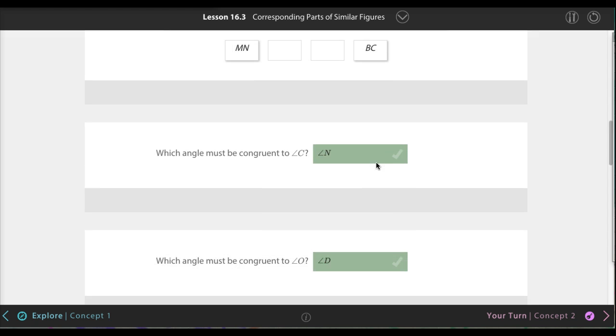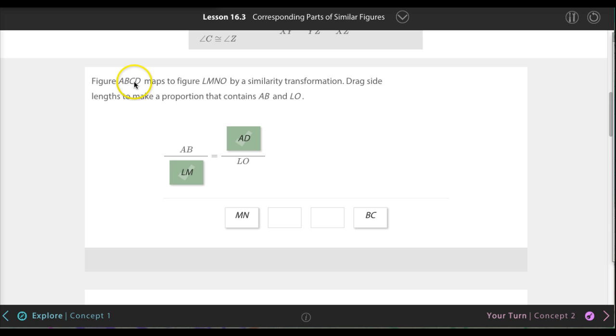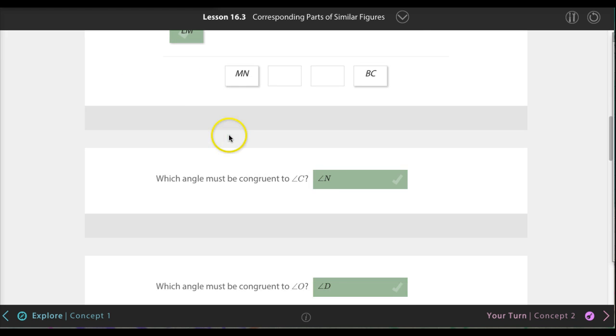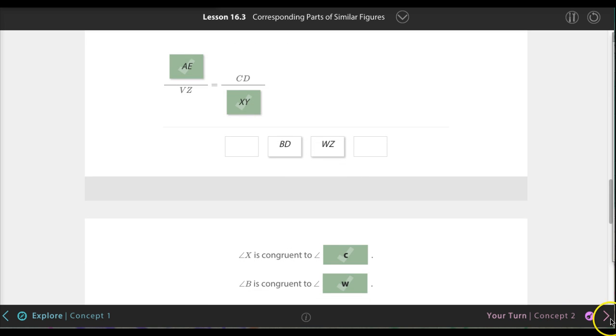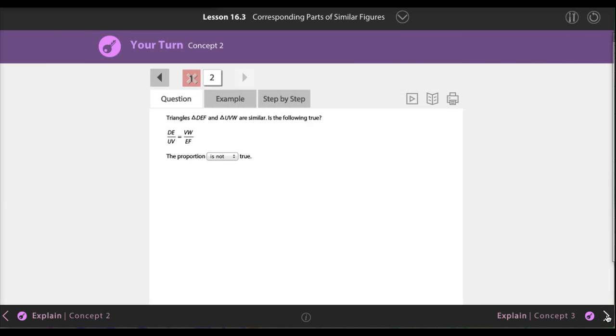Okay? So which angle must be congruent to angle C? Angle C is the third letter, so the third letter here is angle N. So I went ahead and put angle N. So you get the idea, right? Corresponding angles have to measure the same, and corresponding side proportions have to measure the same.